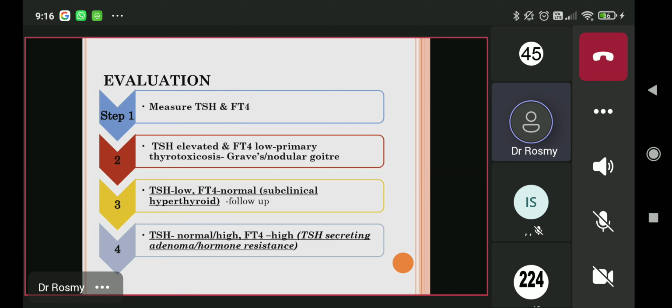Similar, but if there is a scenario where TSH is low, but FT4 is normal, something like a subclinical, there was a subclinical hypothyroid. Here you have a subclinical hyperthyroid. Means TSH is reduced, but T4 is normal. Patient is not having any symptom. So here you will follow up the patient.